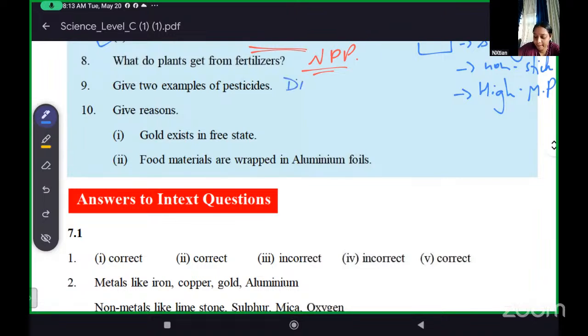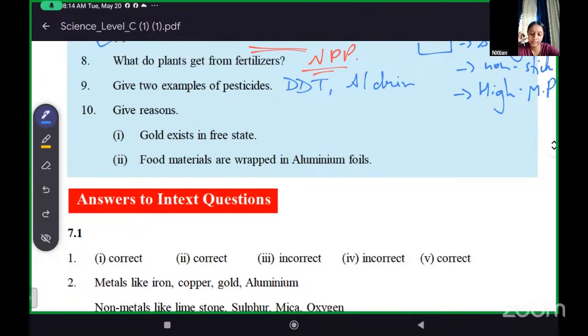DDT, aldrin, then more can be heptachlor, parathion, and malathion. Okay, ma'am. Yes, all of these are examples of pesticides.